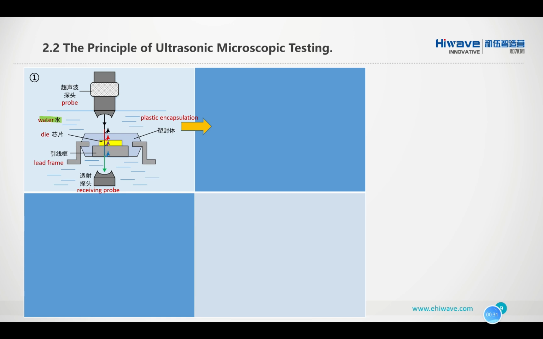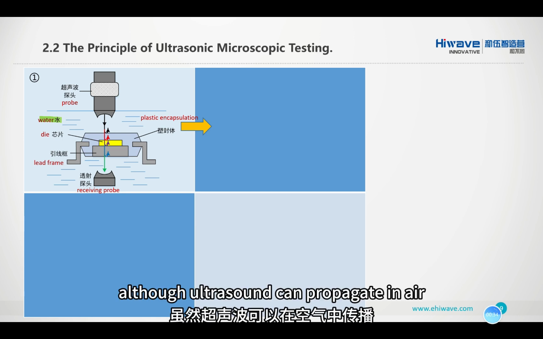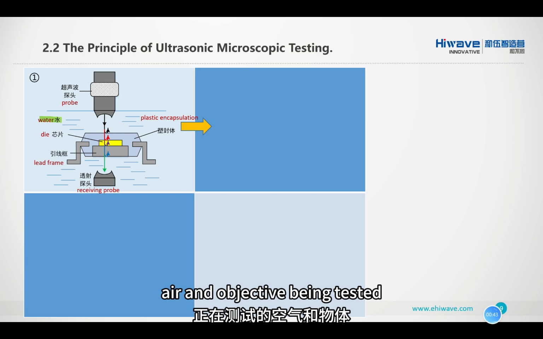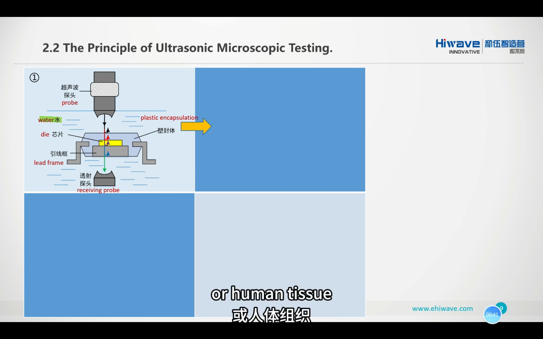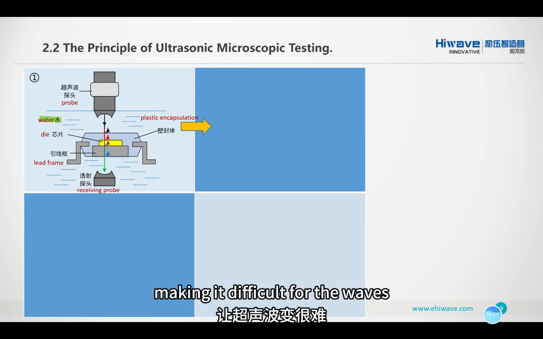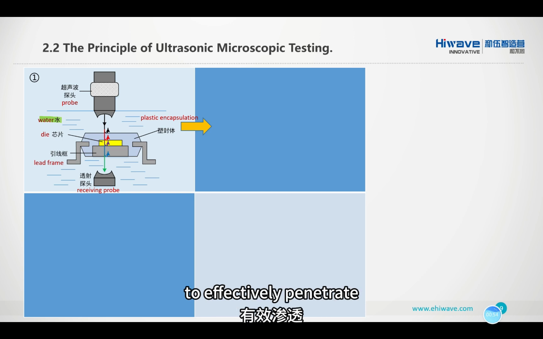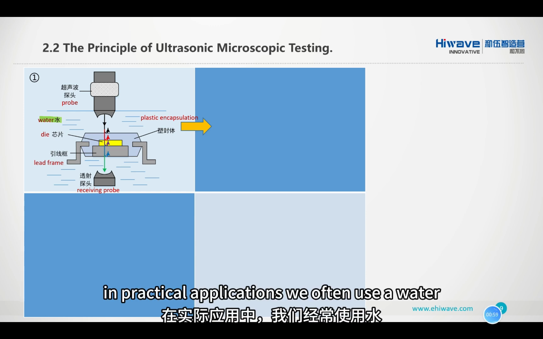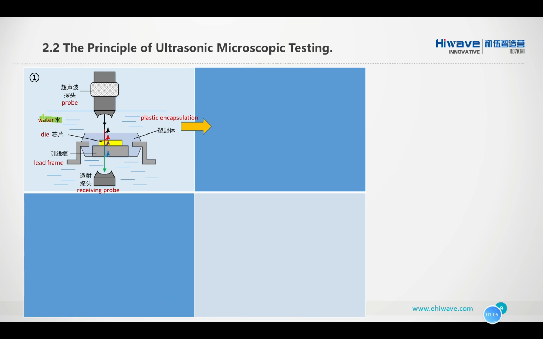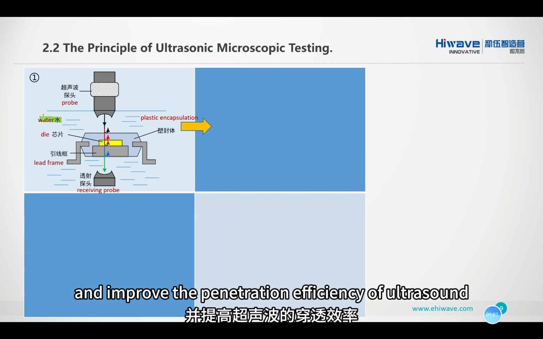As we all know, although ultrasound can propagate through air, the significant difference in acoustic impedance between air and the object being tested, such as metal or human tissue, causes most of the ultrasound to be reflected, making it difficult for the waves to effectively penetrate the sample. Therefore, in practical applications, we often use water as a coupling agent to reduce interface reflection and improve the penetration efficiency of the ultrasound.